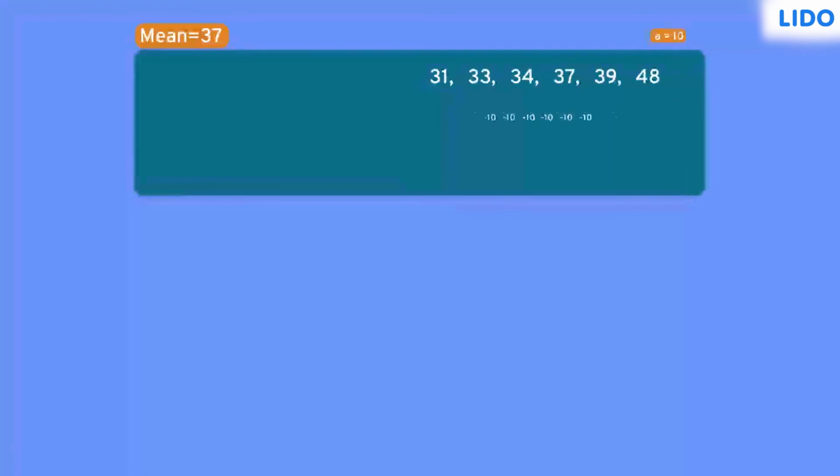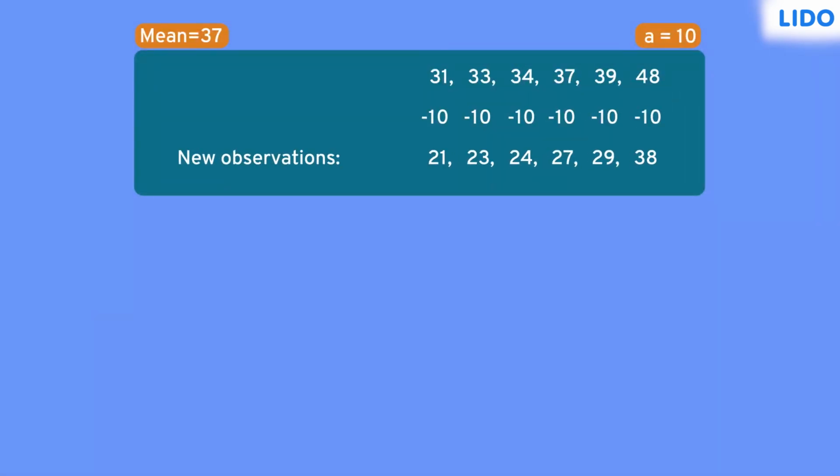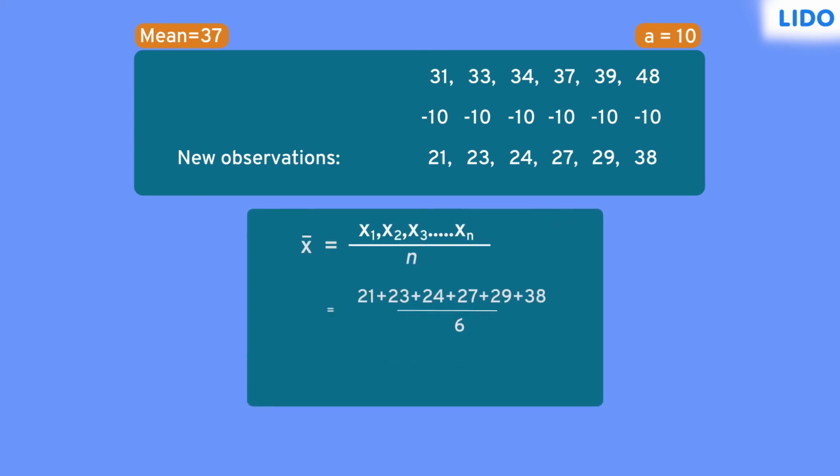If each observation is decreased by 10, then the new observations are 21, 23, 24, 27, 29 and 38. Now let's compute the new mean with respect to these observations. The new mean is 27, which means it has decreased by 10 as compared to the earlier mean.